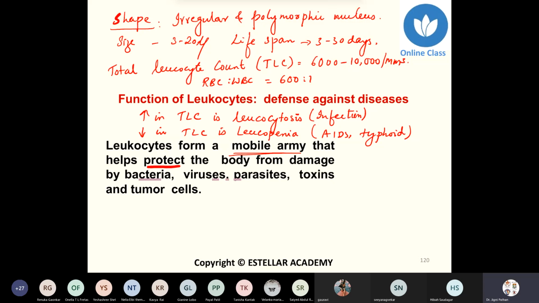Ma'am, what is polymorphic nucleus? Polymorphic means the nucleus is not of the same shape. It is of different shape.